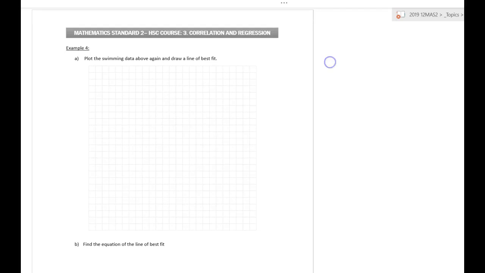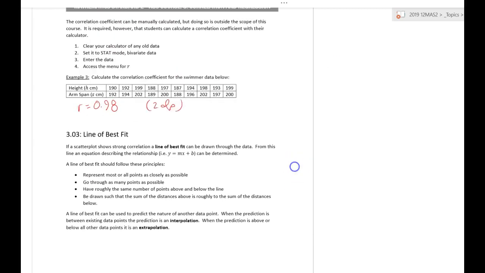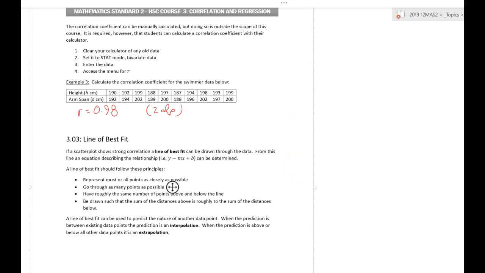Anyway, we need to plot the points from this data set that we've looked at before. We need to plot this in another scatter plot. I'm going to pause the video here for a moment while I do that.